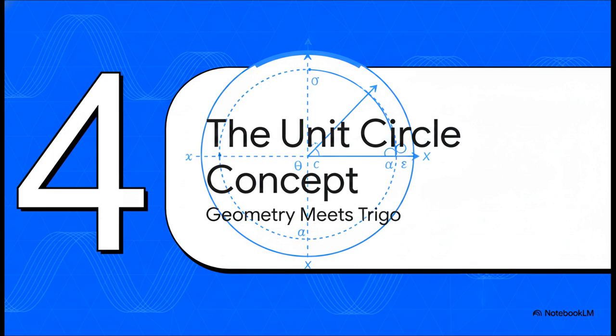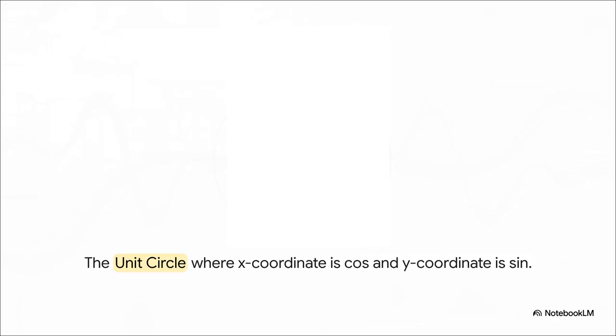Moving right along to Part 4, the unit circle concept, where geometry meets trigonometry. If you're ever feeling a bit lost, just remember this really simple fact. A unit circle is literally just a standard circle where the radius is exactly 1. That's it. Nothing crazy. And it is about to make trigonometry incredibly visual for you.